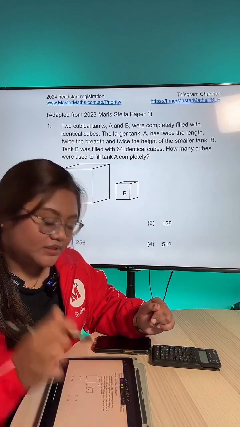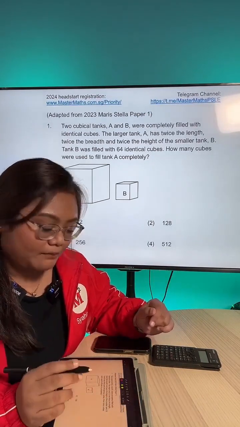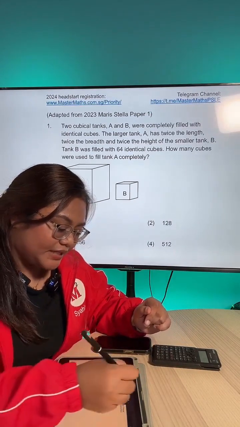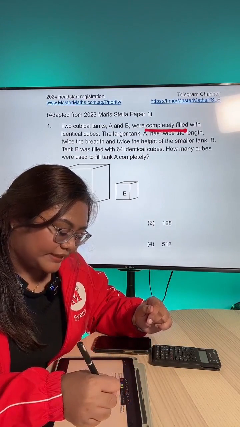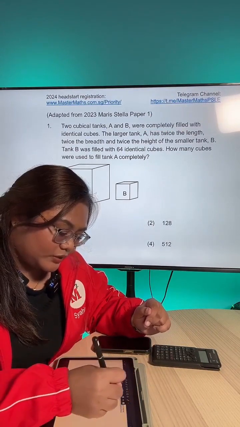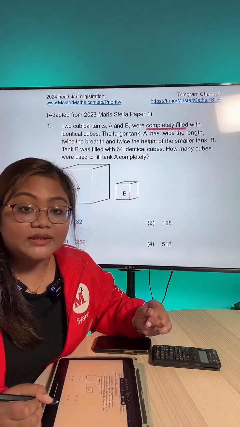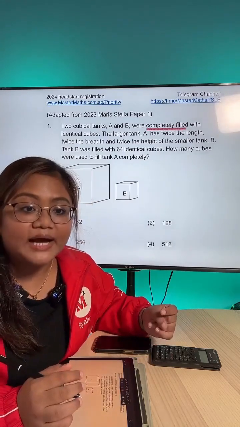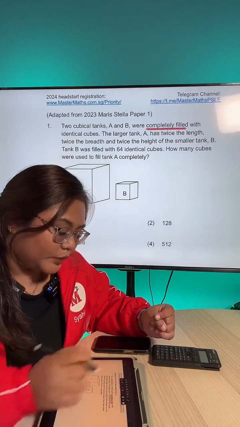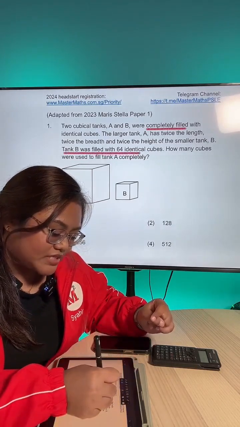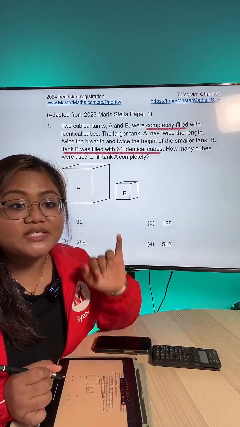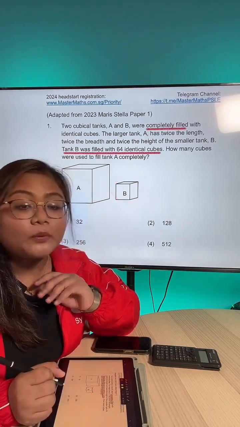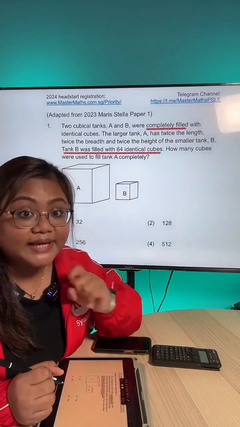This is adapted from a prelim paper 1. We are given 2 cubical tanks A and B, and they were completely filled with identical cubes. The larger tank A has twice the length, twice the breadth and twice the height of the smaller tank. Tank B was filled with 64 identical cubes. We want to find out how many cubes are needed to fill tank A.